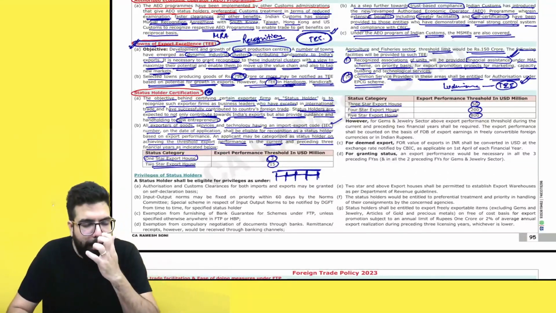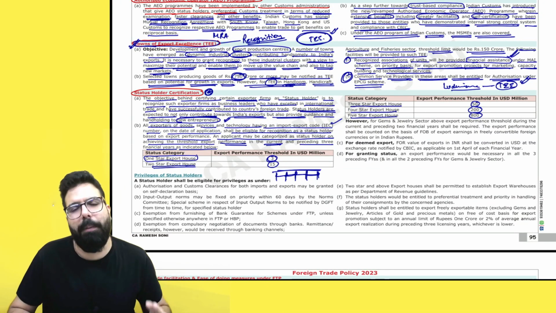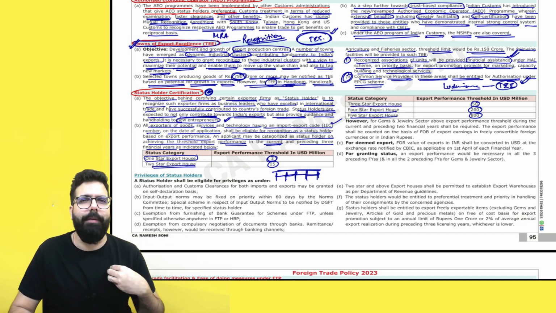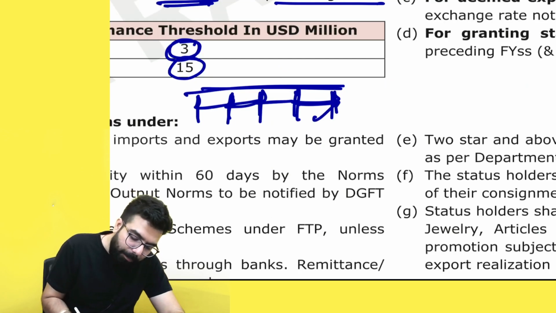The status holders are nothing other than those people who have excelled in foreign trade, and the government is giving them stars. The people who make good exports are being given stars. How will they check export performance? They will check the current year plus the last 3 years.